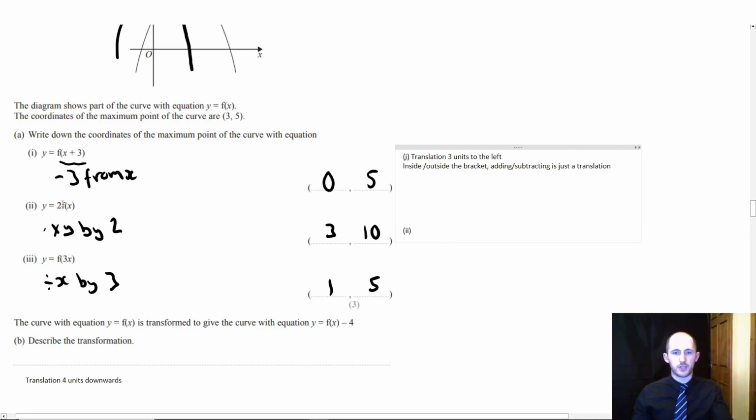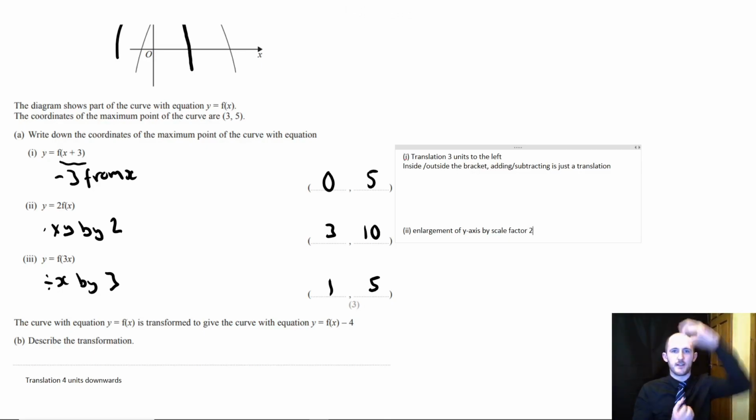Now part 2, you're actually multiplying, right? We multiply all of the y values by 2. So this is actually an enlargement, okay? Enlargement of the y-axis by scale factor 2. Okay? Because again, we're taking the y values and we're stretching them.